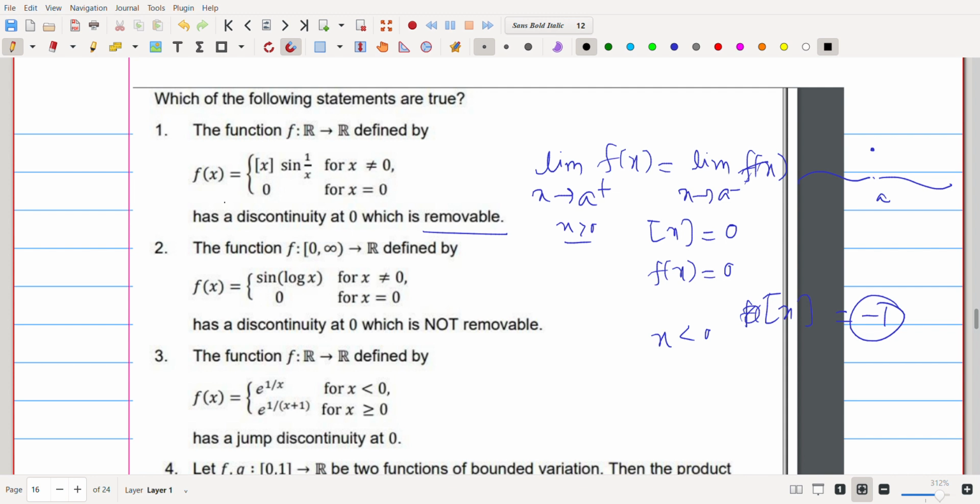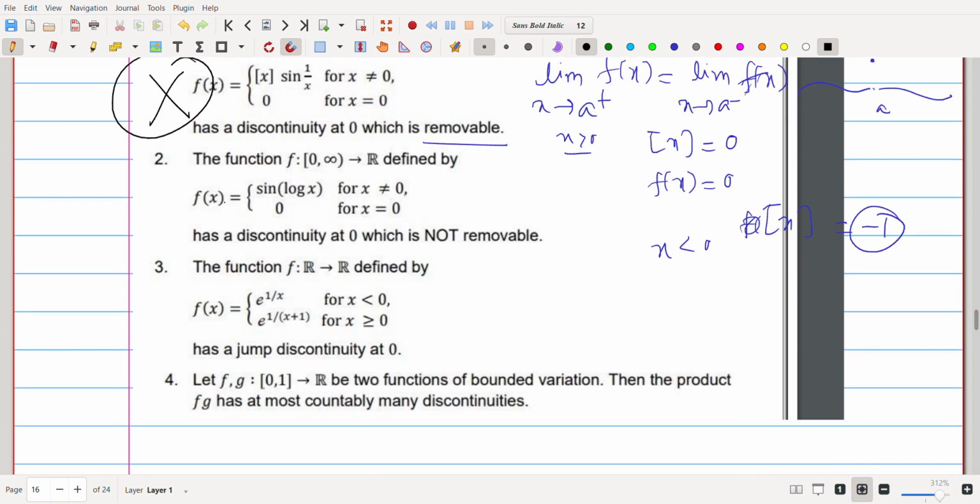So box x is -1, and that means fx equals minus sine 1 by x when x is less than 0 and close to 0. But that limit doesn't exist because sine 1 by x as x tends to 0 has no limit. Hence the left hand limit doesn't exist. So this removable discontinuity claim is wrong. Move to the second one.